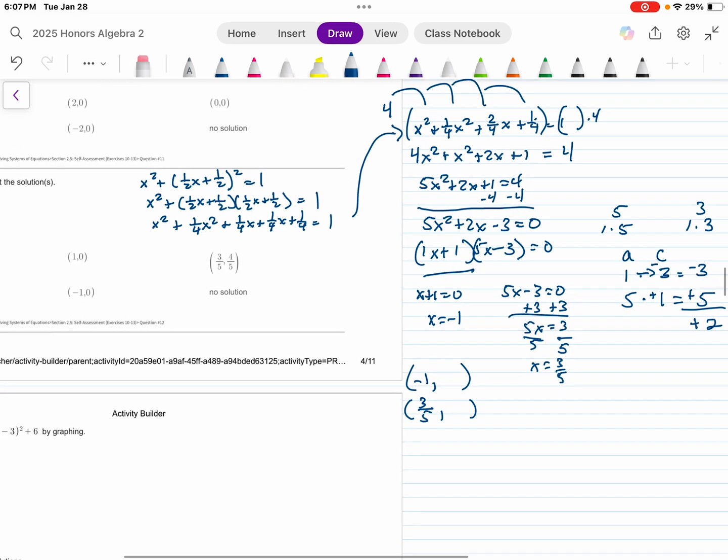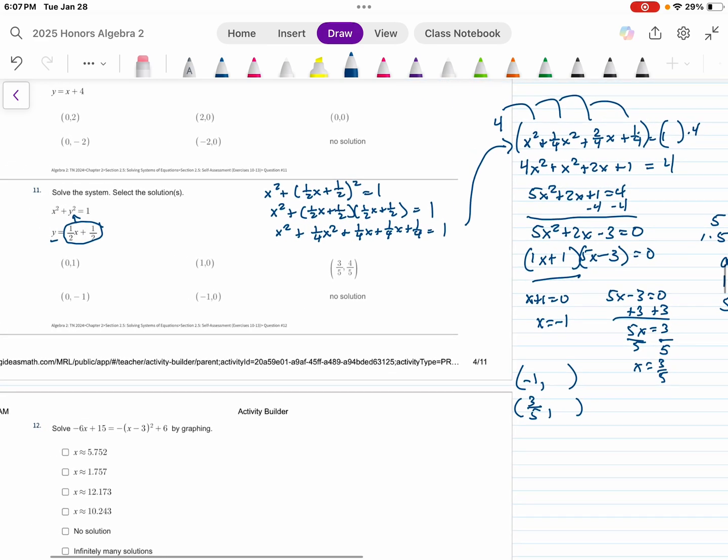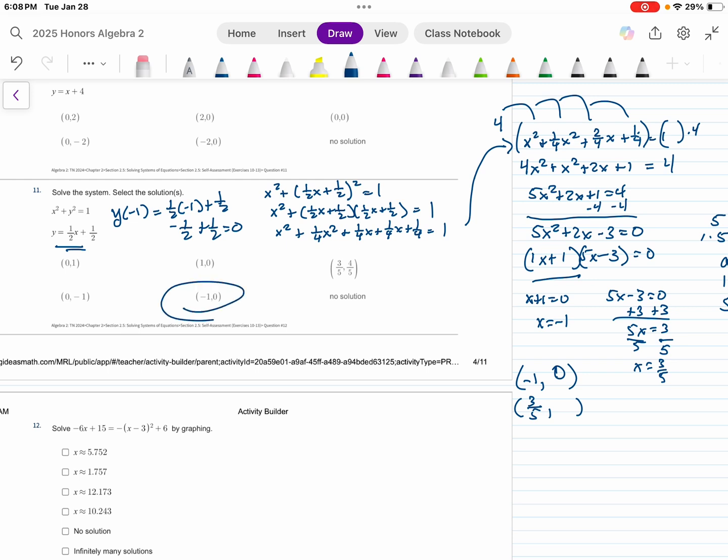Now, I think it's a lot easier as I go back up here and erase my circle. I think it's a lot easier to use the second equation. So if I use the second equation here, what is y of -1? When x is -1, what's my answer? 1/2 times -1 plus 1/2. That's -1/2 plus 1/2. That's 0. So -1, 0 is an ordered pair, so that's this one right here.